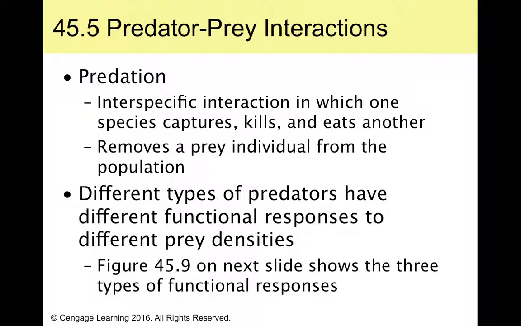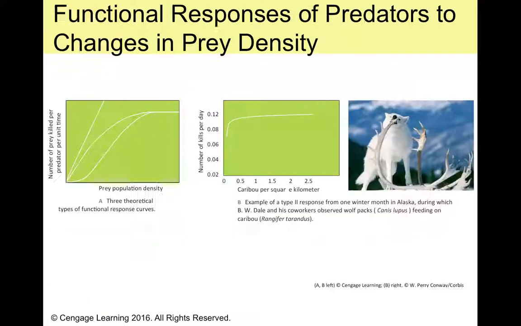And the cool thing about predator-prey populations is when you start to graph their populations, you find that different types of predators have different responses to prey densities. There's a type 1 curve, a type 2 curve, and a type 3 curve. The type 1 curve is this top line right here. In a type 1 curve, the prey killed by the predator per unit time increases linearly.